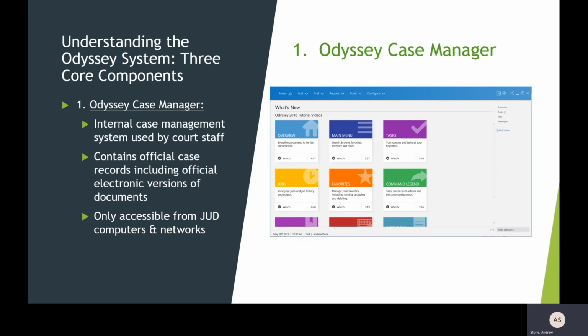The first piece is the core case management system itself, known as Odyssey or Odyssey Case Manager. This is what the court staff and judges will be using internally. It's where all the docketing will be done and where the official electronic case record will reside. This is not something that the public will be accessing, but it's important to mention it because when people talk about Odyssey and the courts transitioning to Odyssey, this is the main central feature that they're talking about. This is the piece that is replacing the legacy system, which many of you know as VTADs.